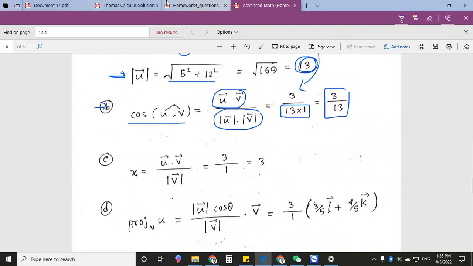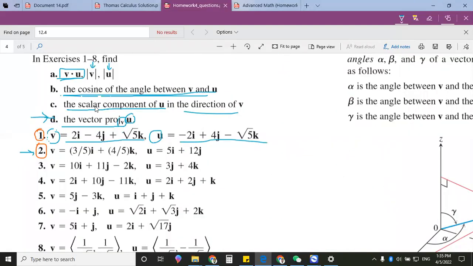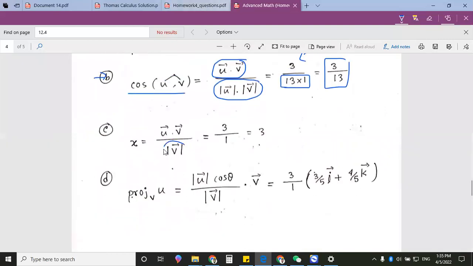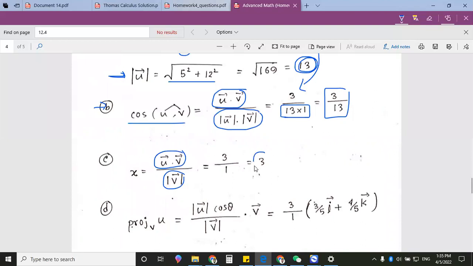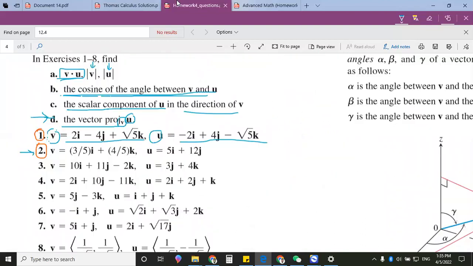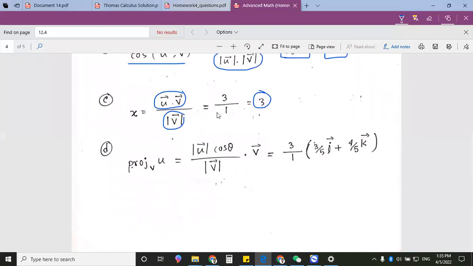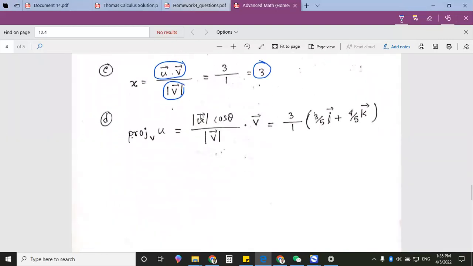And for part C, we have to find the scalar component of u in the direction of v. That's why v is on the downside, because we have to find it in the direction of v, and on the upside we have the dot product of u and v. So the answer is 3. And the fourth question was the vector projection of u over v. The formula is u vector into cos theta divided by norm of v.